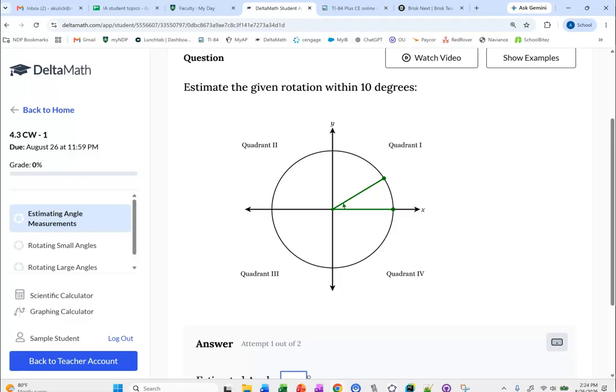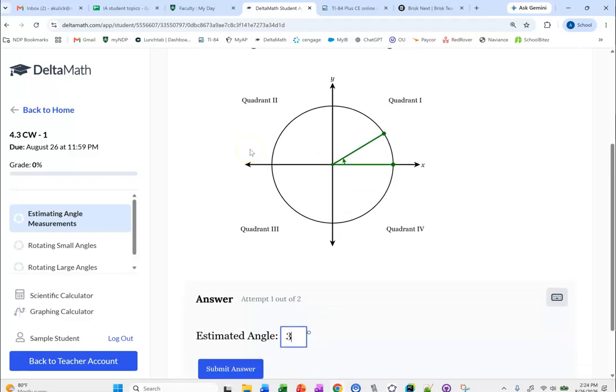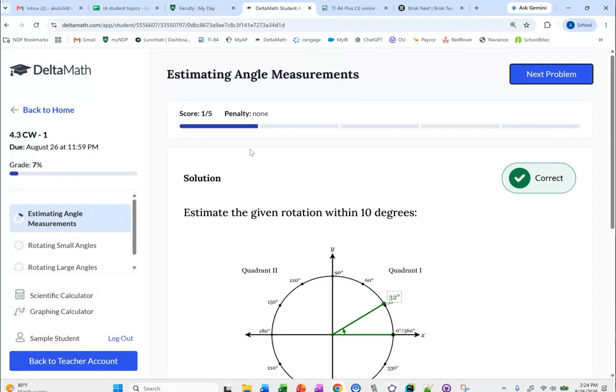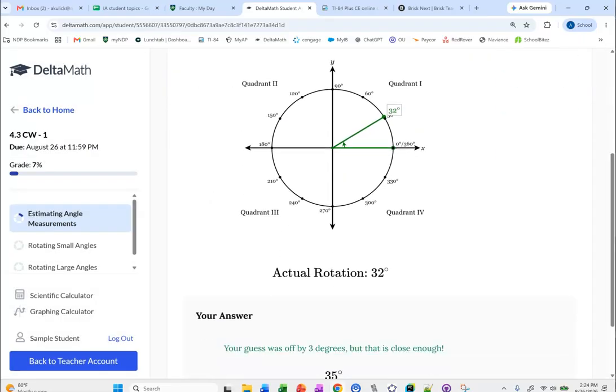It's less than halfway. You guys agree? Using your eyeballs? Halfway is maybe here. That look about right? So I might say this is like 35 or 40. It looks like more than a quarter, but not quite a half. So maybe I'll say 35. And it says correct, it was close enough. The actual value is 32, but I was within 10 degrees of it either side, so it counts. That's the first Delta Math, just kind of eyeballing these.